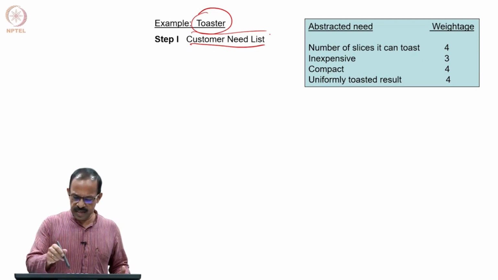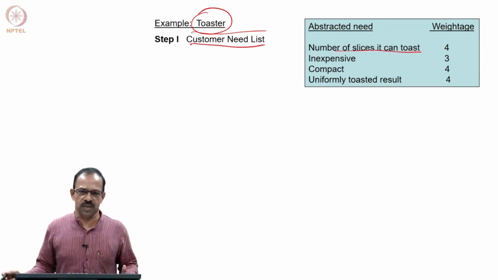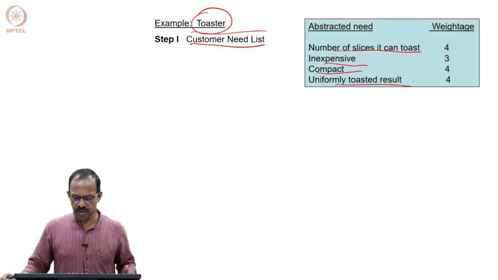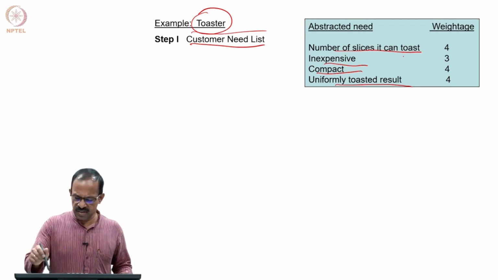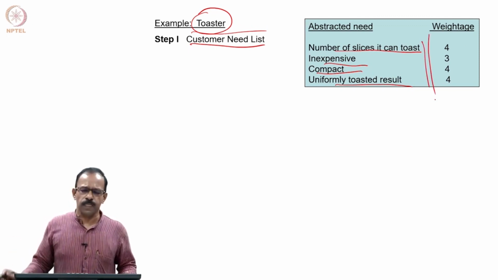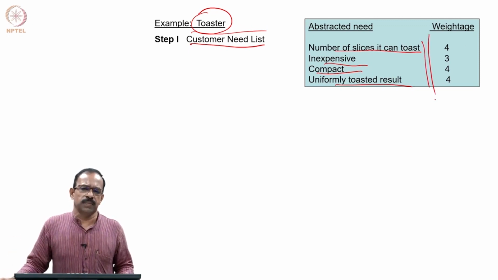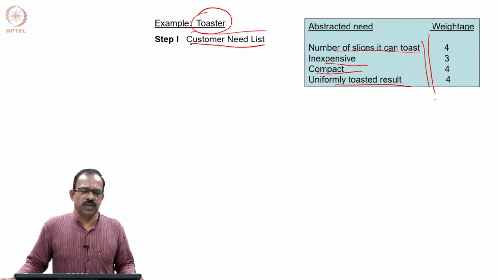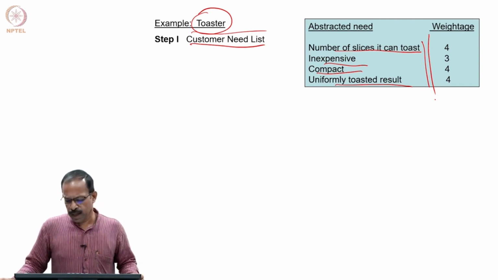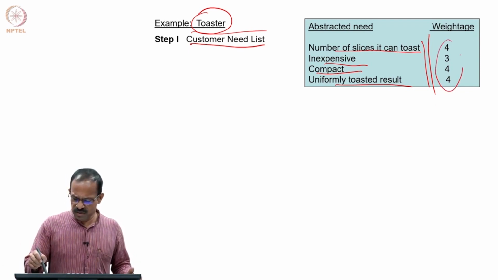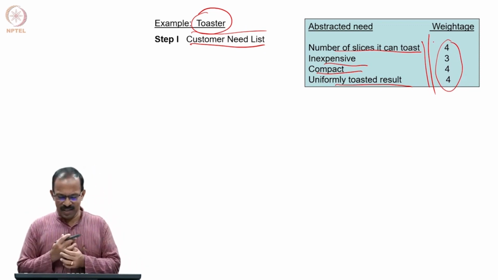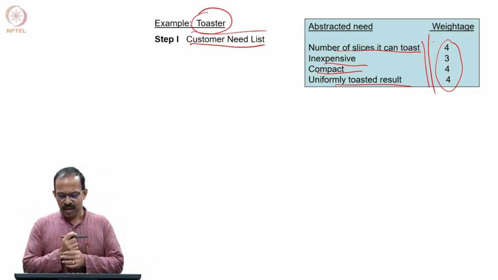Okay. So, now we can take that the number of slices it can toast is one requirement, inexpensive, compact and uniformly toasted result, that is the quality of toasting. So, this can be considered as the needs that we would like to consider when we decide on the architecture. And the weightage is, okay, which one is more important, which one is less important. So, 4 is considered to be the more weightage and 3 is less weightage, like that.